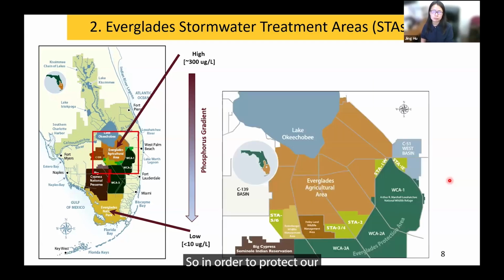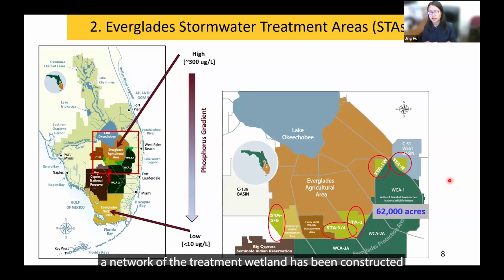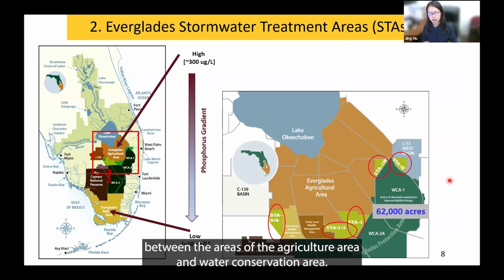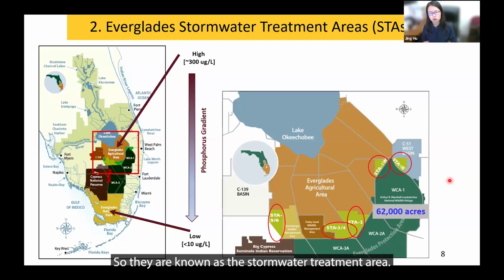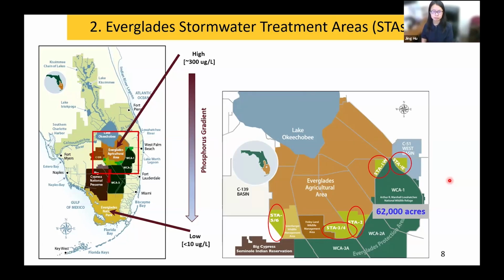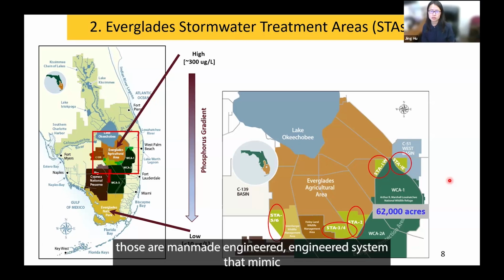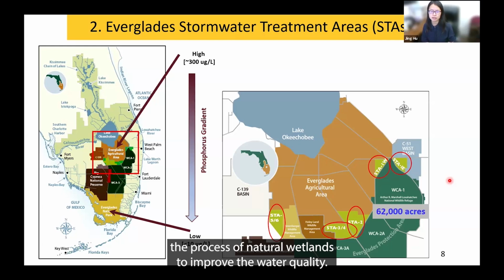So in order to protect our remaining natural system, a network of treatment wetlands has been constructed between the Everglades Agricultural Area and Water Conservation Area. They are known as the Stormwater Treatment Areas. I will just call them STAs hereafter. If you are not very familiar with treatment wetlands, those are man-made engineered systems that mimic the processes of natural wetlands to improve the water quality.